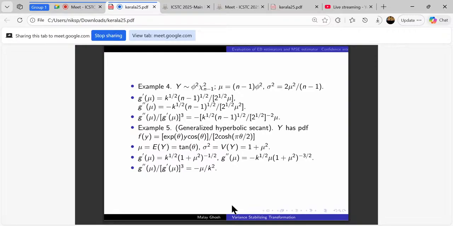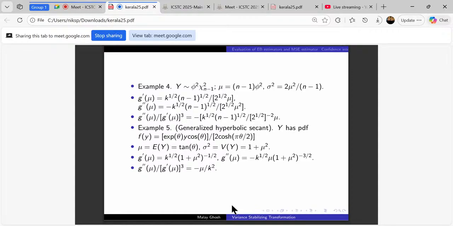Example 4, the chi-square, you have the same result. The final thing is the generalized hyperbolic secant. A strange distribution. It looks like exponential of theta y, cosine theta divided by 2 cosh of theta over 2. But it turns out very nice.